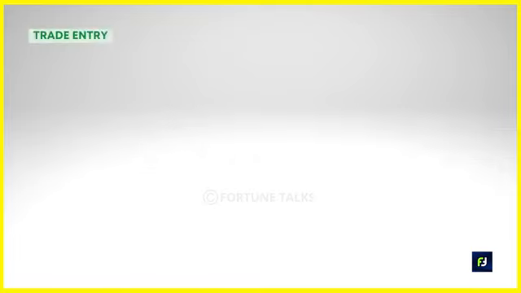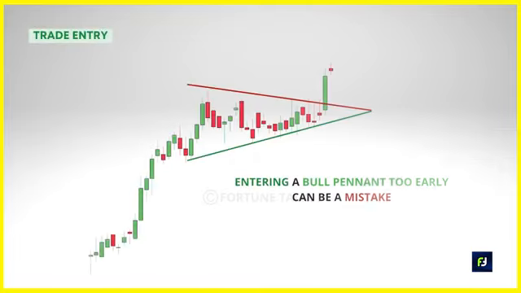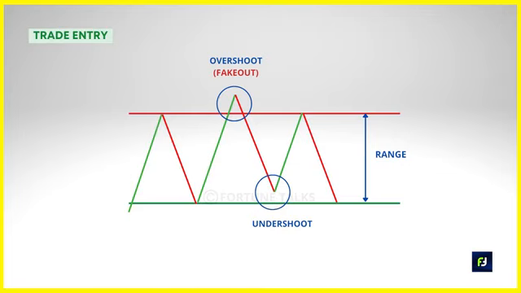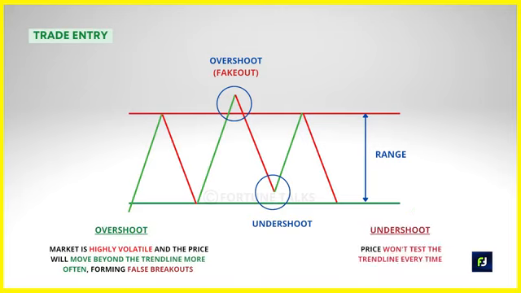Starting off with the trade entry criteria, one of the most costly mistakes that traders make while trading the pennants is entering a bull pennant too early. As you know, ranging markets or even pullbacks can be challenging to enter for two main reasons. The range can overshoot or the range can undershoot. Overshooting happens when the market is highly volatile and the prices will move beyond the trend line more often, forming false breakouts. Undershooting is the opposite. That is, the price fails to test the trend line every time. In case of a bull pennant, we should be more cautious about overshooting due to the tight range.